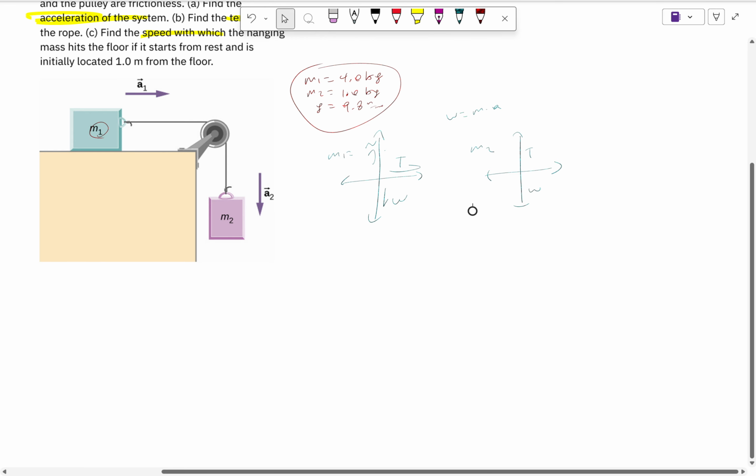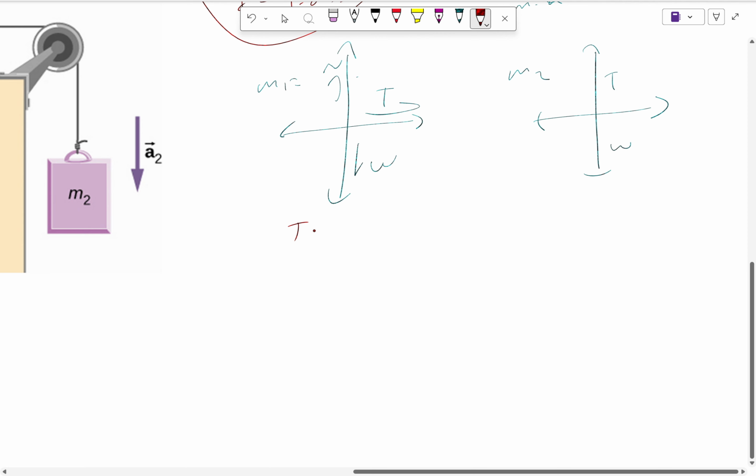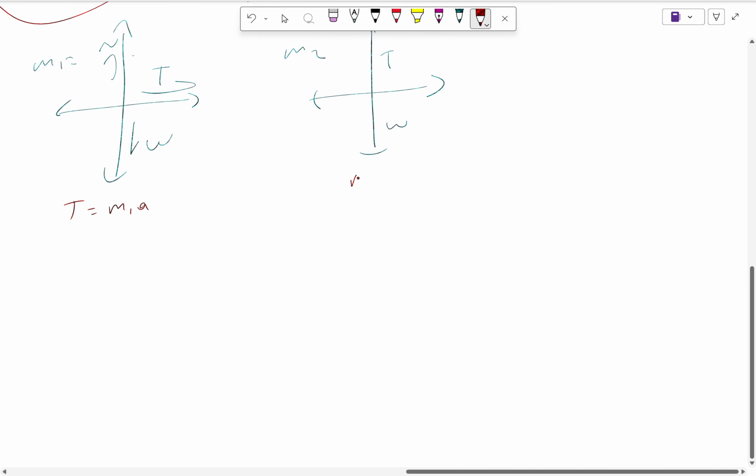All right. So what do we do? We need to find the equation. For the first one, it's pretty easy. For M1 it's just T equals M1A. For the second one, it's gonna be M2G, or you can write it as W. It doesn't matter. Anyways, M2G minus T, let's use W. So W minus T equals M2A.